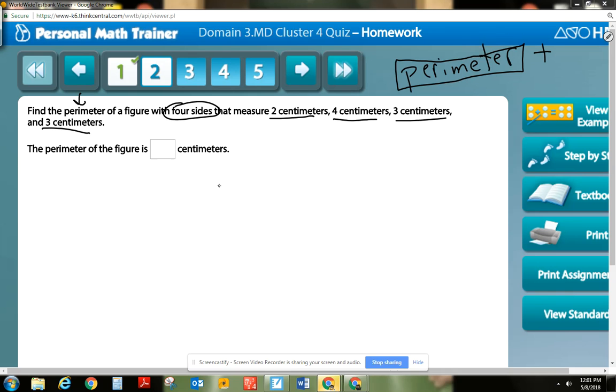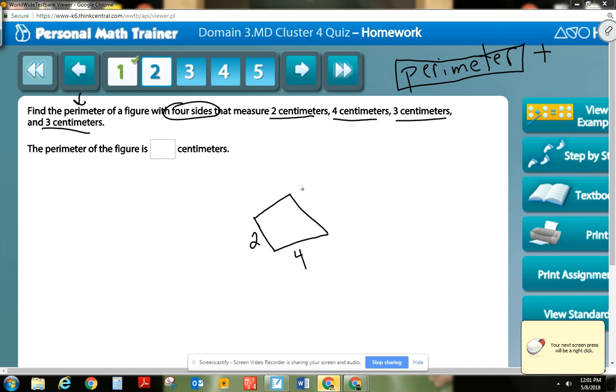So I'm going to show my work. I'm going to draw a figure with 4 sides. It's going to be 2, 4, 3, and 3. They should be connected. So this one was 2 centimeters, 4 centimeters, whoops, 3 centimeters, and 3 centimeters.